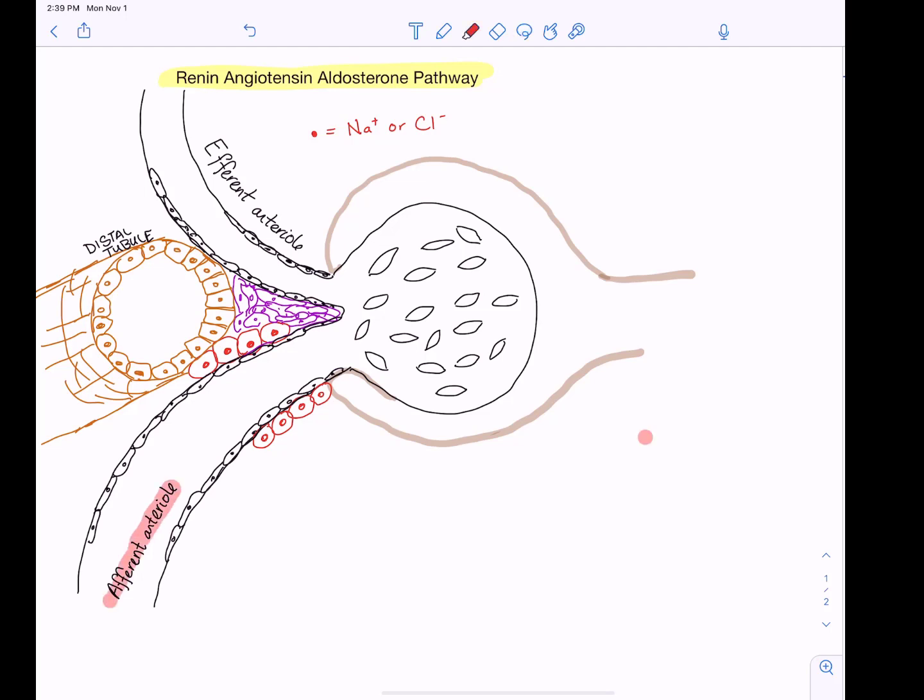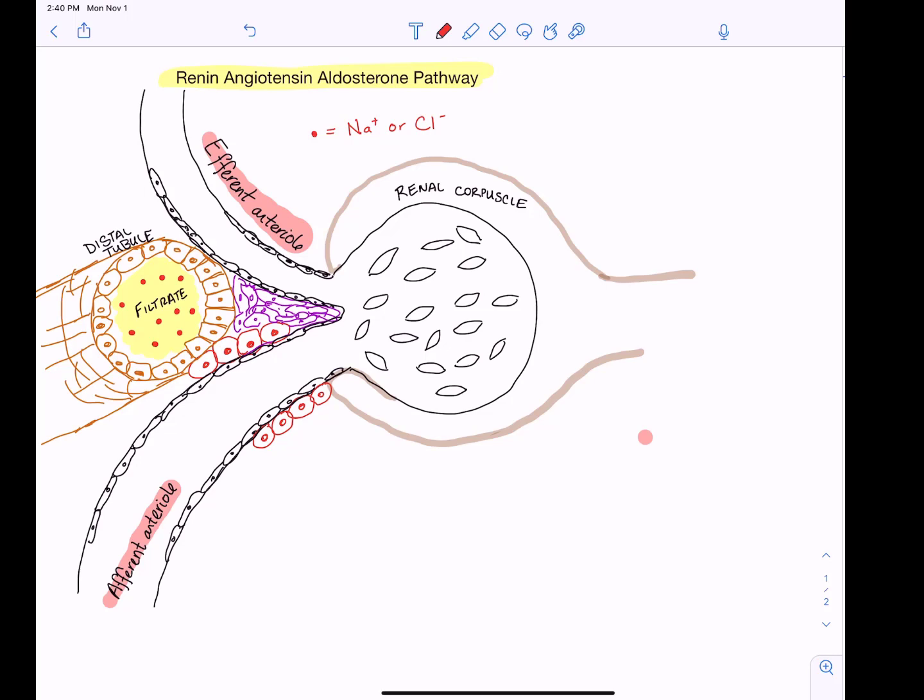Let's orient ourselves. We have the afferent arteriole, the efferent arteriole, the renal corpuscle, and the distal tubule. Let's add in our filtrate into the distal tubule, which still has quite a bit of sodium and chloride in it. Remember, the osmolarity at this point should be about 100 milliosmoles.